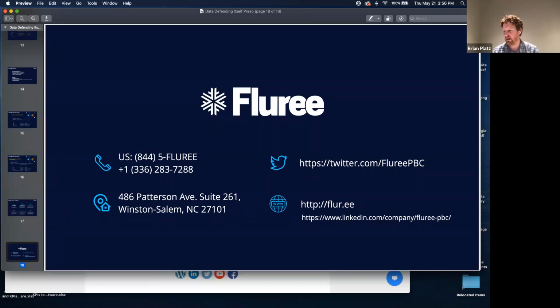So the first question is, given data security is only as good as your ability to identify, authenticate, and authorize your users, is Fluree integrating with other identity providers and or standards? And the answer is yes. Most of our customers have concepts like that.